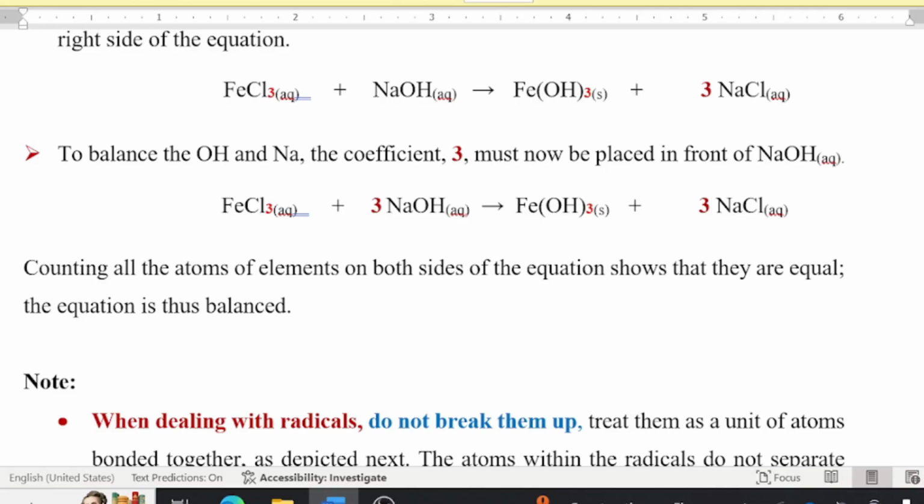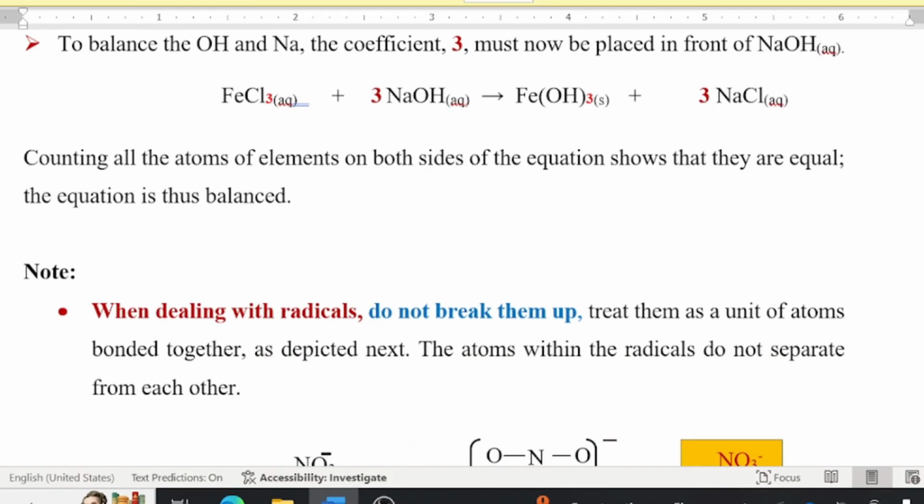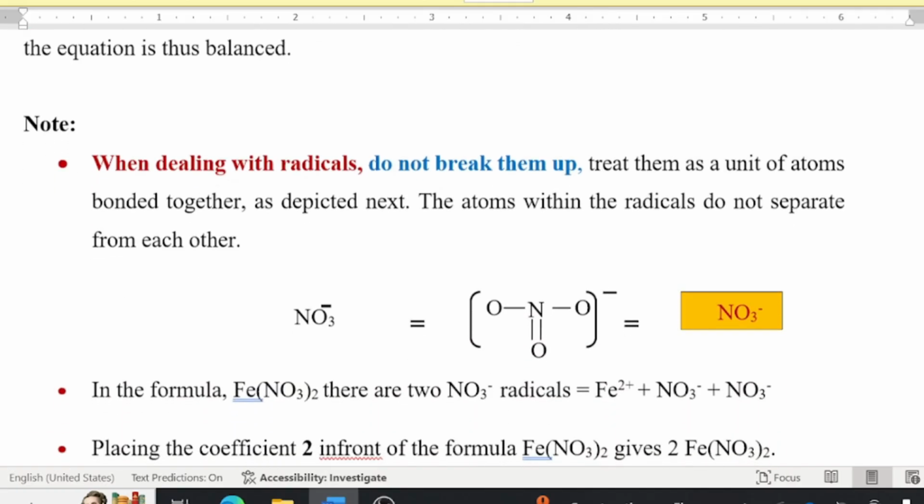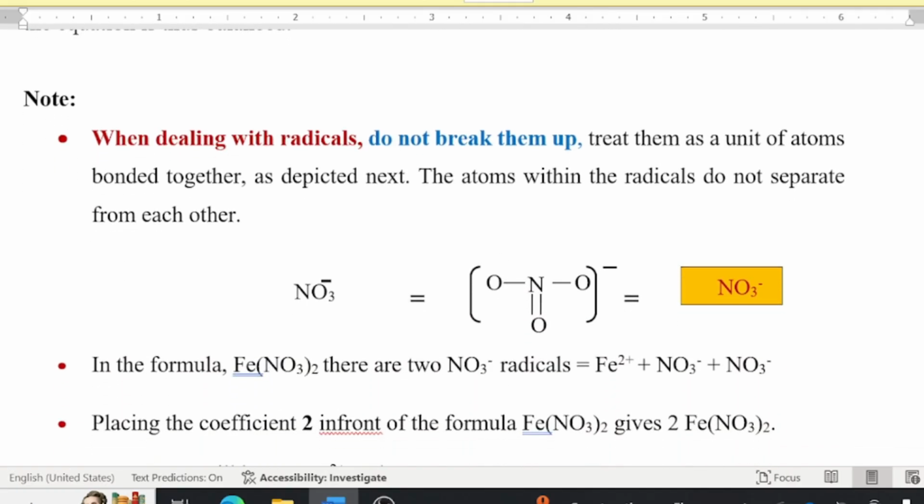You don't break up these radicals like nitrate radicals, sulfate radicals, carbonate radicals. You just take them as a group. Why is that so? This is a nitrate radical here, okay? When you look at this nitrate radical, effectively what is happening is that you have 3 oxygen atoms bonded to the nitrogen there. So they're all grouped together, and that is why they move as a group. We can see it like a box, and this box, we label it nitrate. So you move this guy, it goes as a whole.